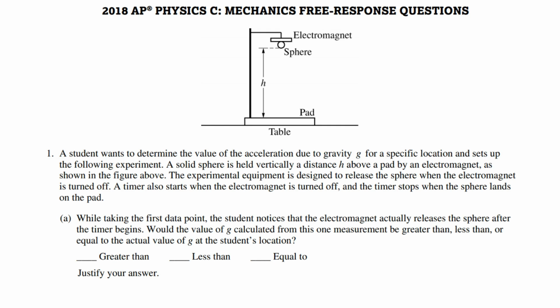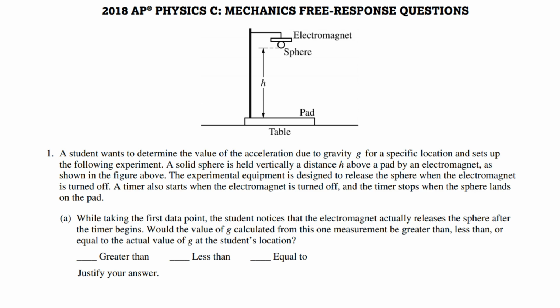This is a video for free response question number 1 from the 2018 AP Physics C Mechanics exam. A student wants to determine the value of the acceleration due to gravity g for a specific location and sets up the following experiment. A solid sphere is held vertically a distance h above a pad by an electromagnet, as shown in the figure above.